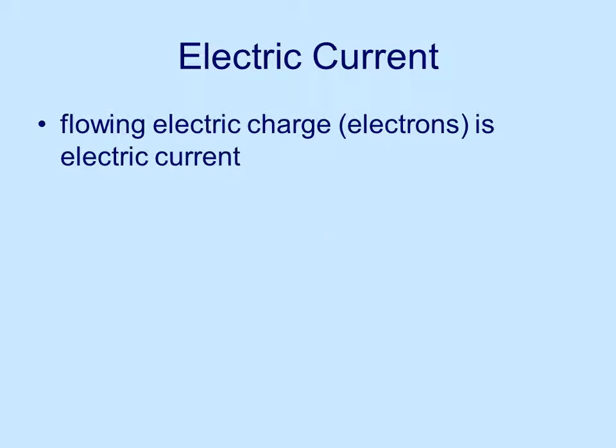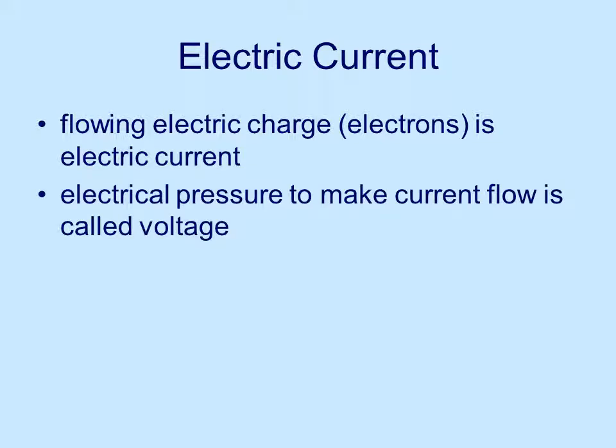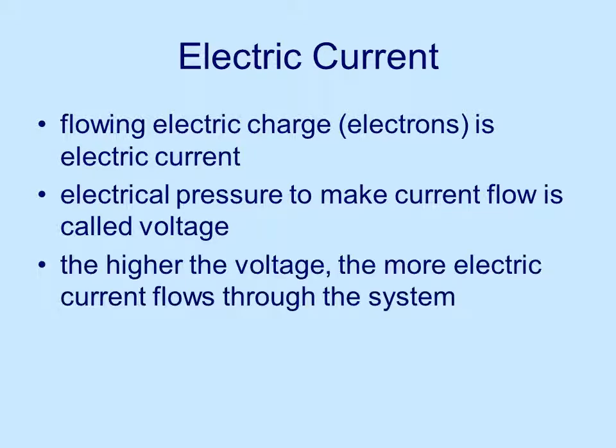Now, electric current is flowing electrons. It's a flowing electric charge. Electrons are negative particles, and as they move, that creates the electric current. The pressure to make the current flow is called voltage. We'll say a little more about that later. The higher the voltage, the more electric current flows through the system. So the more voltage you have, the more electric current will flow through the system, up to a point.